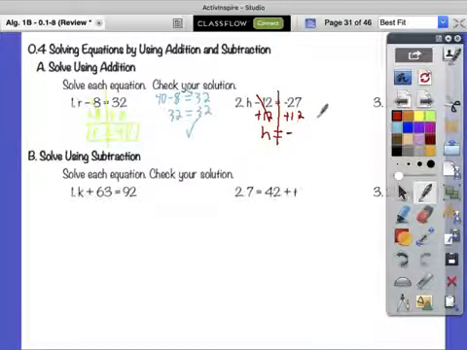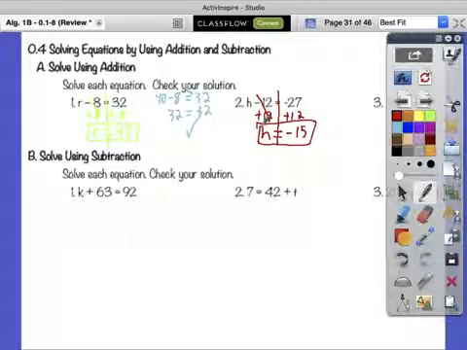And how do we know what our answer is? You subtract them. When they're different signs, you subtract them, and you just take the sign of whichever number is bigger. So what is 27 minus 12? It'd be 15, negative 15. So our h is equal to negative 15 is our answer.